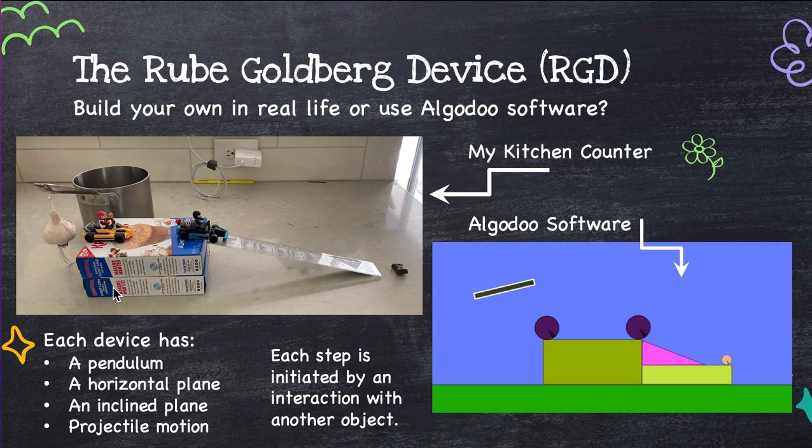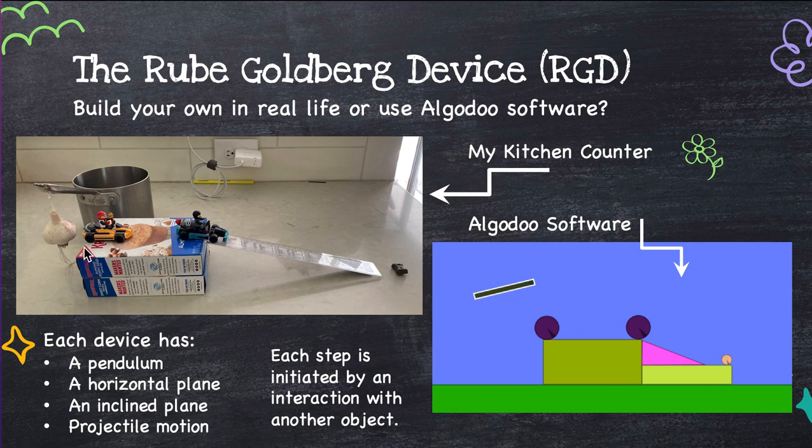And in this example that I have here, like I said, each device has a pendulum, a horizontal plane, an inclined plane, and projectile motion. And those are all really straightforward motions to analyze. By the end of the term, you'll be able to do all of those. Each step is also kicked off by an interaction.